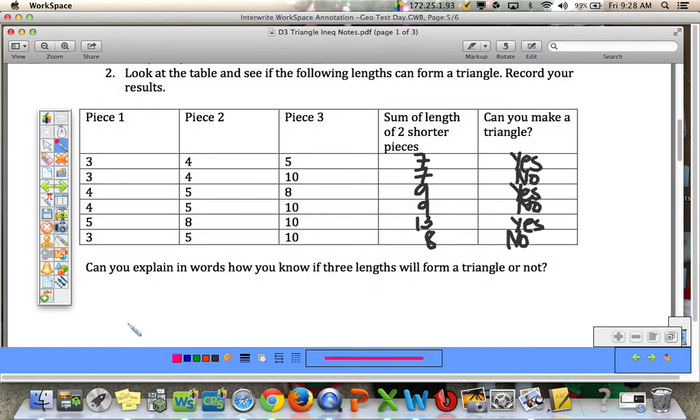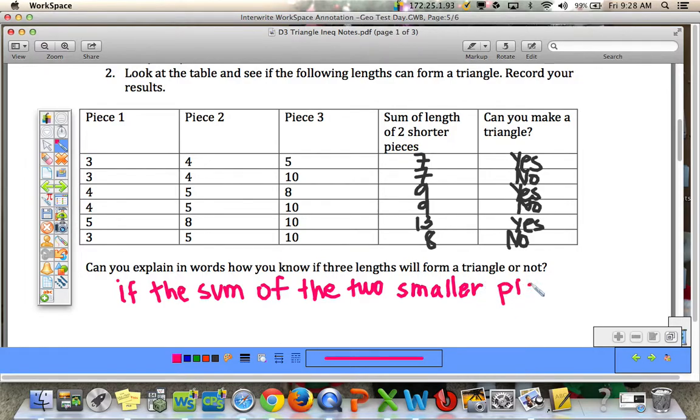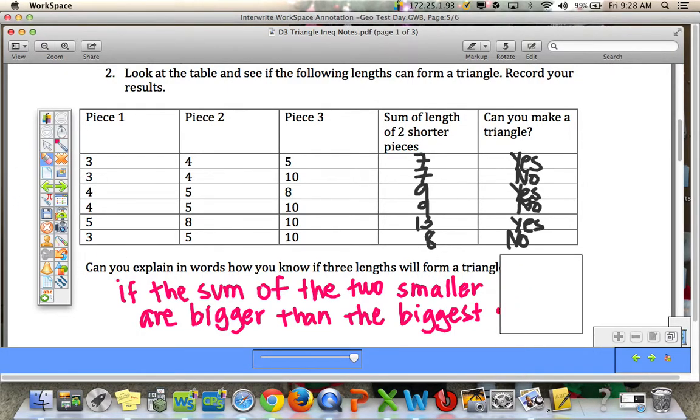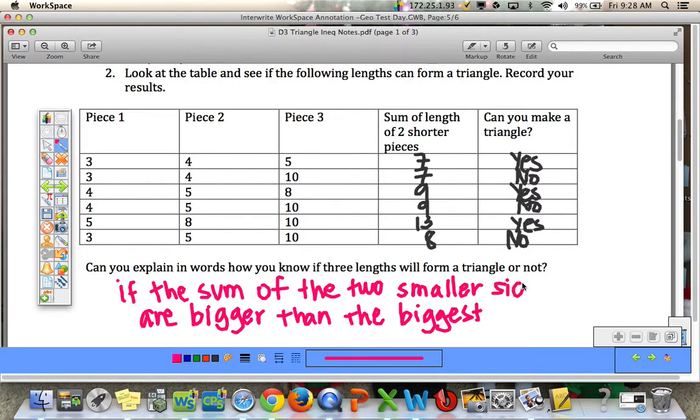So again, it's easier to see with the spaghetti noodles, but let's go over the rules. If the sum, sum means add, if the sum of the 2 smaller pieces are bigger than the biggest piece, and I should change pieces to sides. So let me erase pieces. Okay. So if the sum of the 2 smaller sides is bigger, not are bigger, one sum is bigger than the biggest side, you can make a triangle.